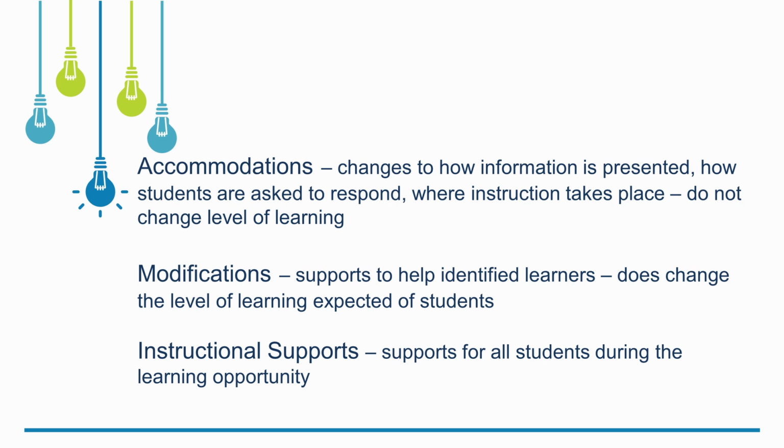You may have students in your classroom that need modifications. So think about those students that may be on an ISP or an IEP, supports to help those identified learners, and it does change that learning expectation. You may actually build a modified proficiency scale for those students, which might be as simple as, I'm going to highlight in green on yours what your 3.0 is, and you're communicating that with parents.